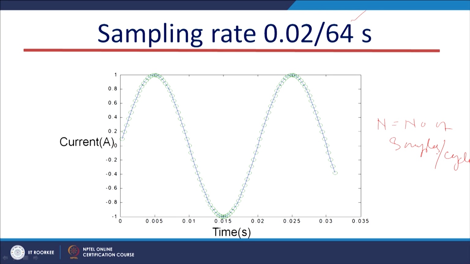So, if we have increased the number of samples per cycle to 64, then we have better resolution, a better approximation to our original signal. That means to have a better approximation, or to convert the exact analog signal to digital, we have to increase the sampling frequency. But of course, we have certain limitations for this.